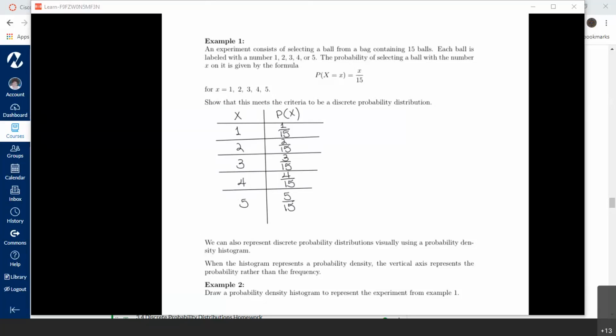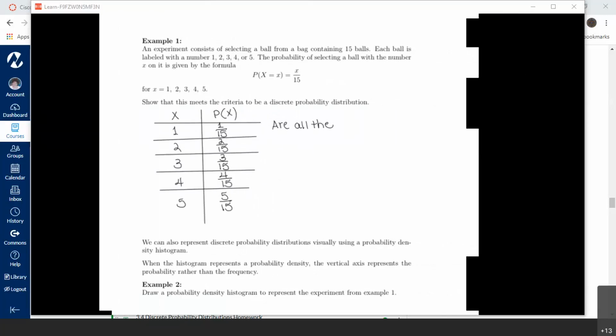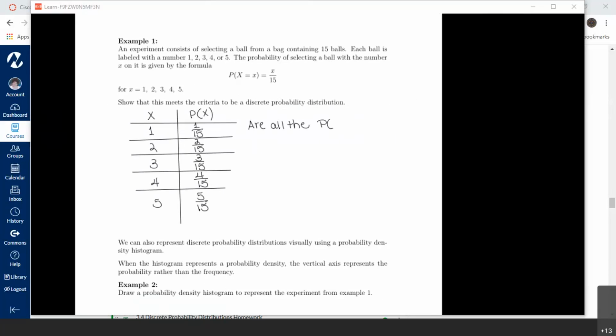Okay, so the first thing I have to check is that all the probabilities are between 0 and 1. Okay, and if you look at my column over here, all you're checking is that all the numerators are less than the denominators, and nothing's negative. So again, I can know that 1/15 through 5/15 are fractions that are between 0 and 1, so that's great.